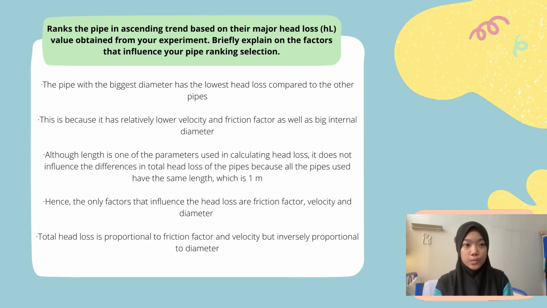So although length is one of the parameters used in calculating head loss, it doesn't influence the differences in total head loss of the pipes in this experiment, because all the pipes that we use have the same length, which is 1 meter. So the only factors that influence the head loss are friction factor, velocity, and also the diameter. So based on the formula of head loss, the total head loss is proportional to friction factor and velocity, but it is inversely proportional to diameter.